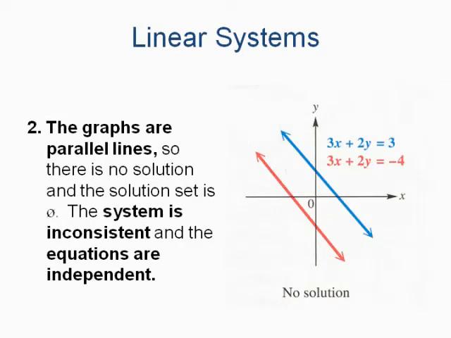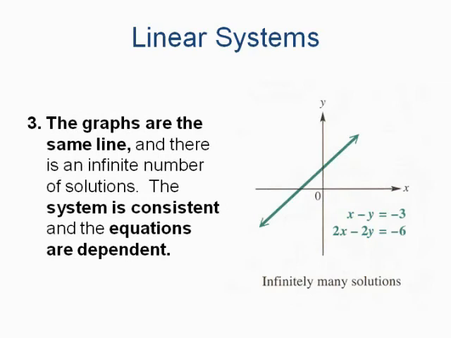The second possibility is the two lines could be parallel, so they'll never intersect. So if you're trying to solve a system of equations and the lines are parallel, there's no solution. Notice here they put the empty set because they'll never cross. And this system is called an inconsistent system, and the equations are independent of one another.